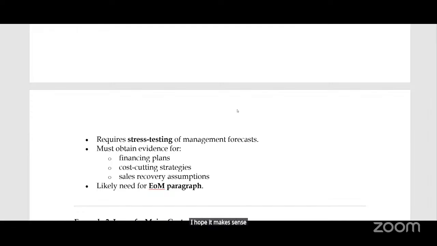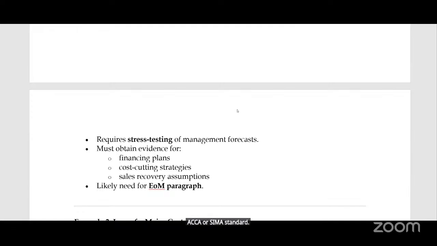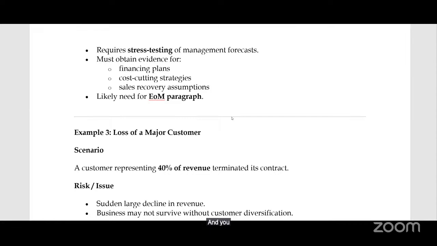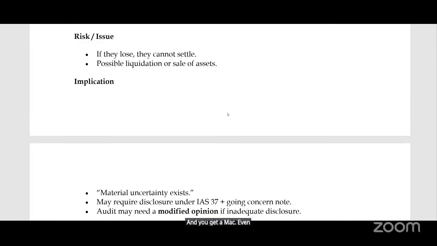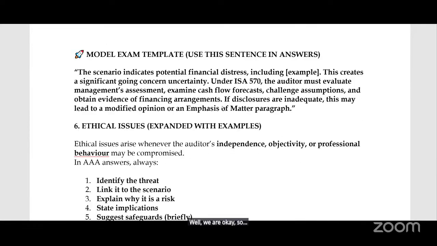So me as a student, I don't compare us here to ACCA or SEMA standard. I know Ghana, you brought for you week kakra. So you just use your normal language. Let them understand what you are saying. That's all. And you get the mark, even if your brofo is not so good. Are we okay? So, okay.